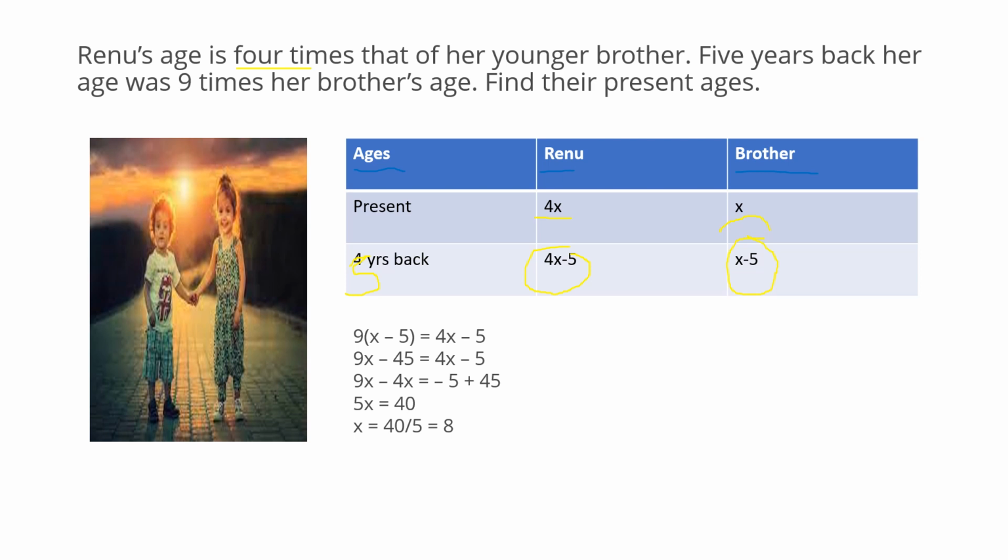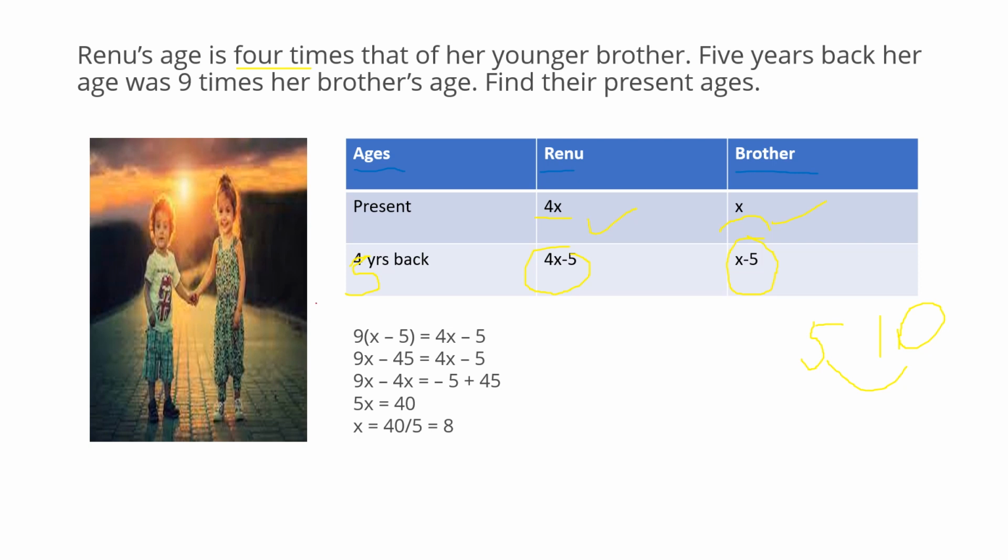Suppose a person is 10 years old. That means 5 years before, he must be 5 years old. So what we have done, we are just subtracting. If the present ages are 4x and x, that means 5 years back it must be 4x minus 5 and x minus 5.